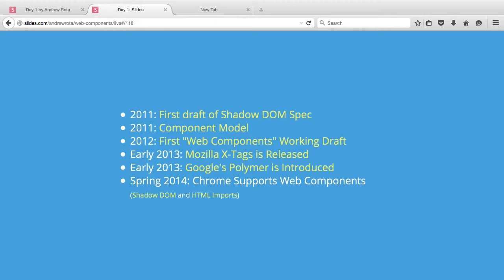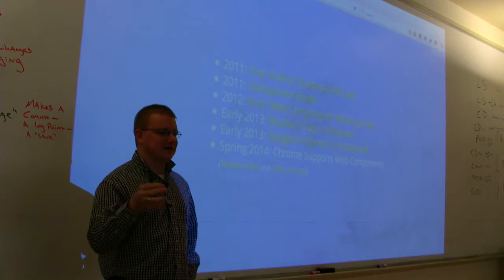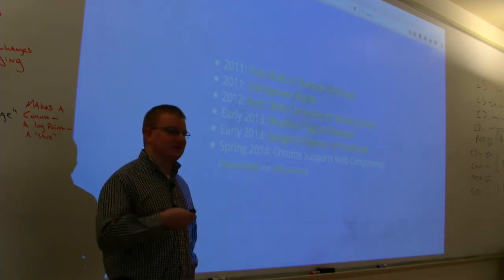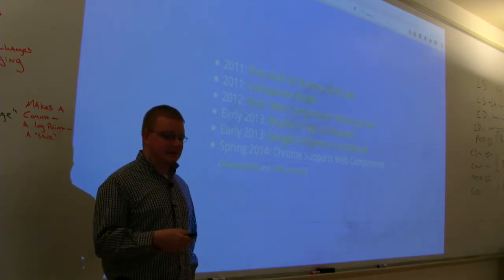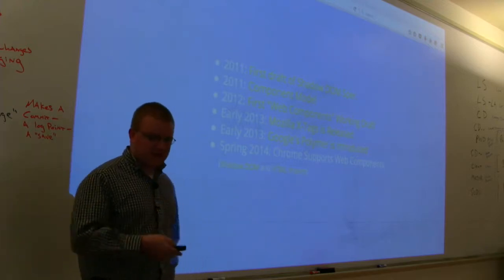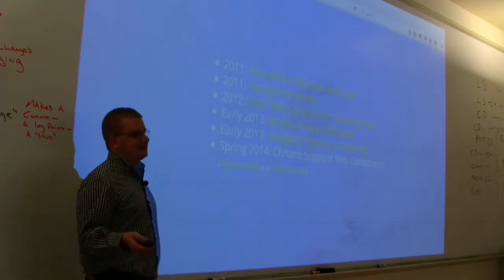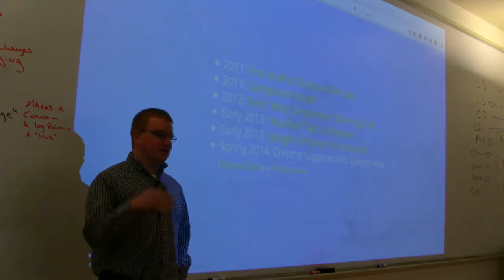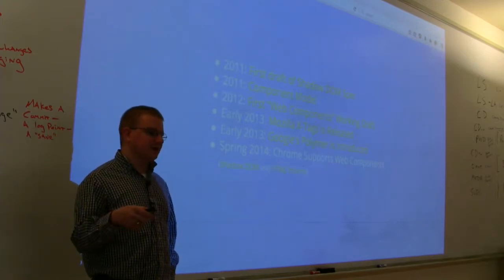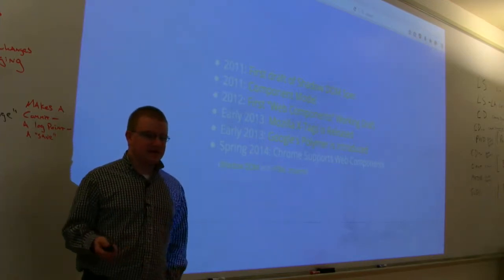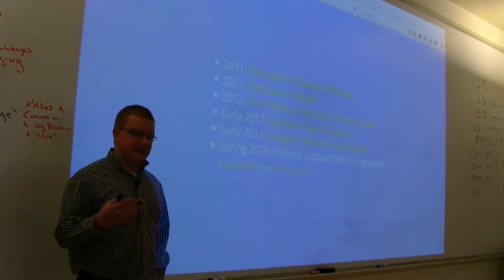In 2012, we got the first Web Components working draft. Working draft is one of the stages of a proposal on the W3C standards body for pushing proposals through to becoming part of the web spec. In 2013, we got Mozilla Xtags, which was one of the first libraries and polyfills built around Web Components. And around that same time, we got Google's Polymer.